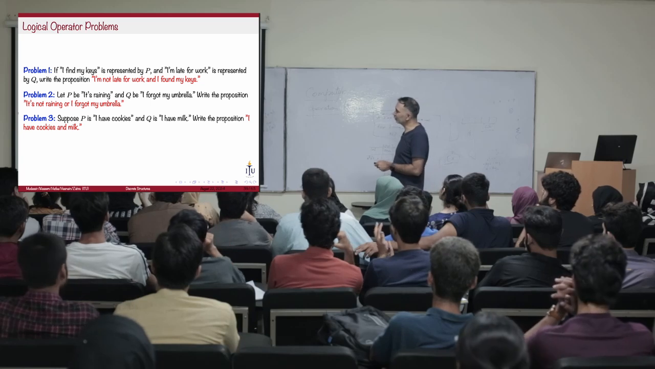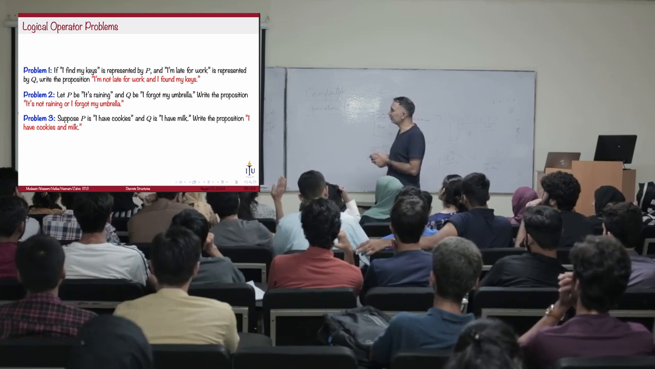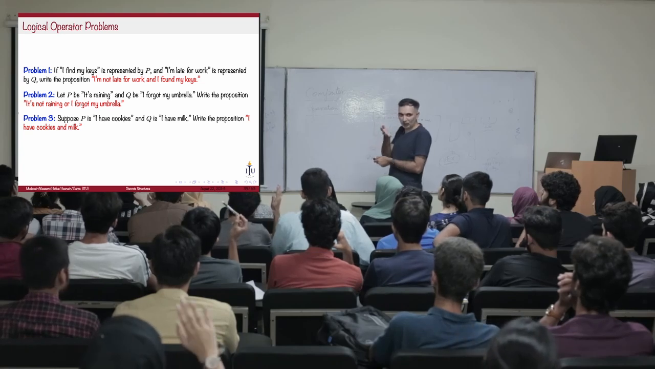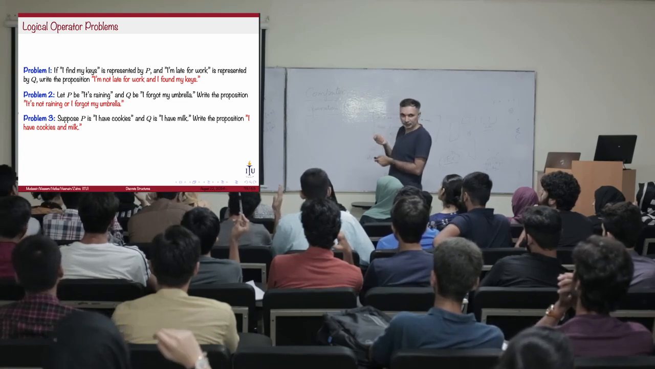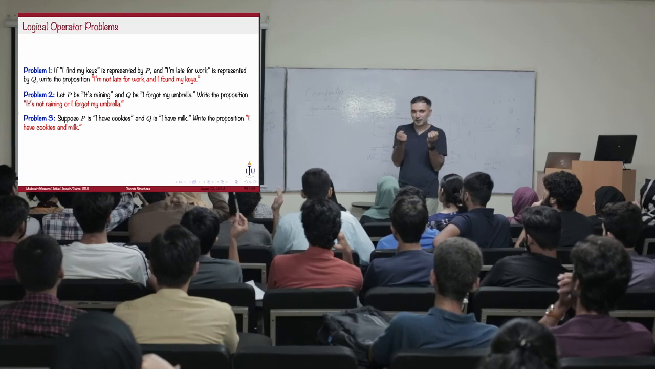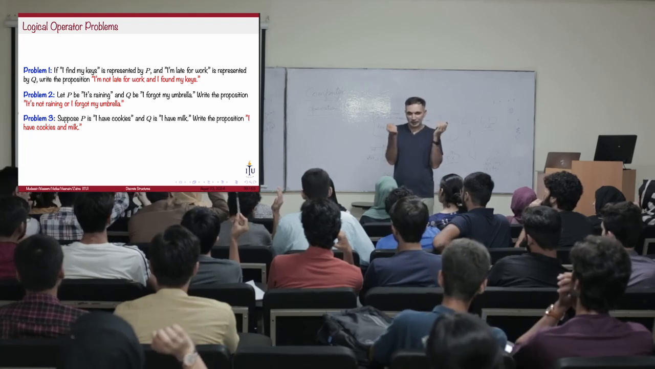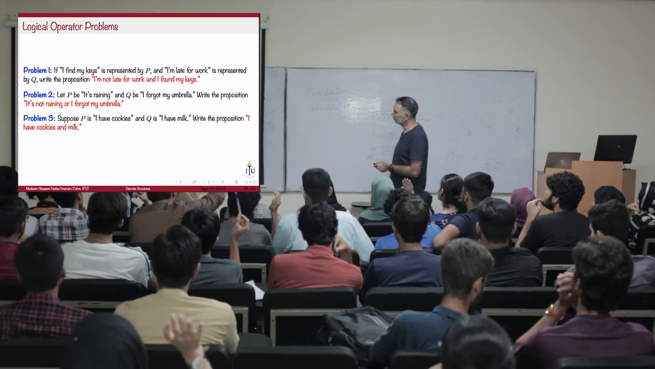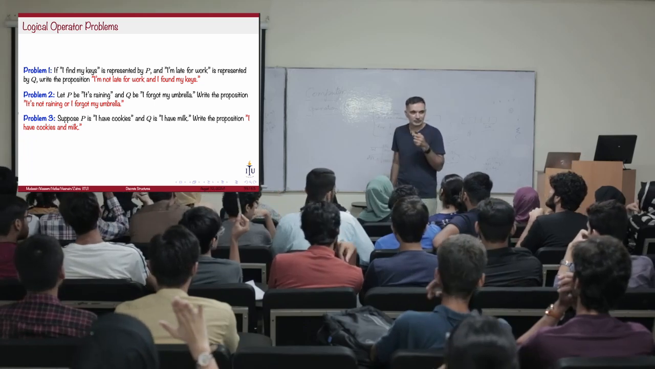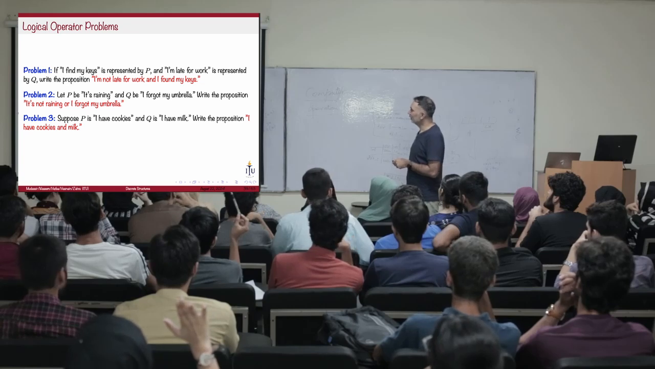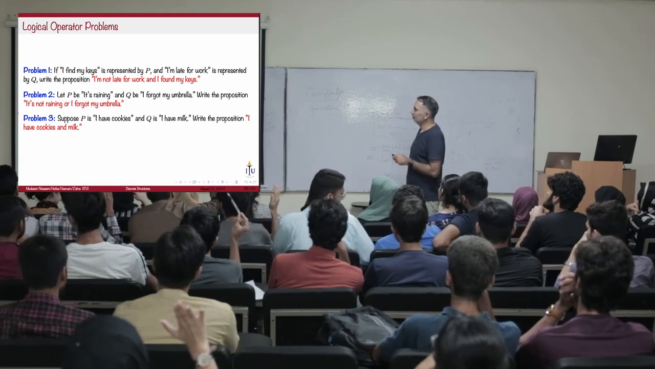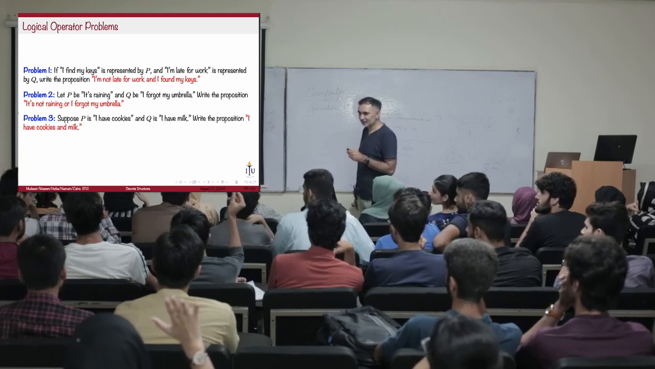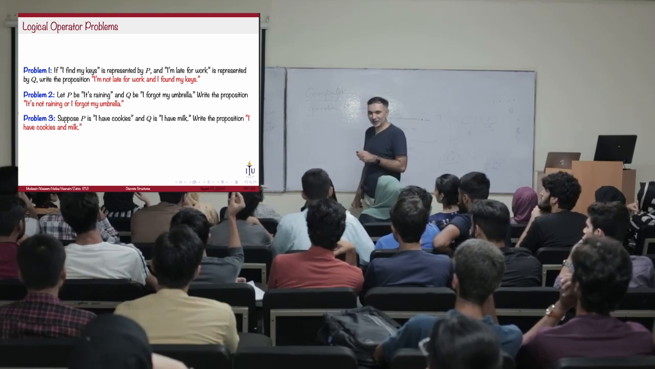P disjunction Q. See, P disjunction Q would be that P says that I find my keys. Okay, so P disjunction Q would be that I found my keys or I am late for work. But that's not what I'm saying here. Or you would use exclusive OR. I think not. So negation Q and P. Negation Q and P is the answer.